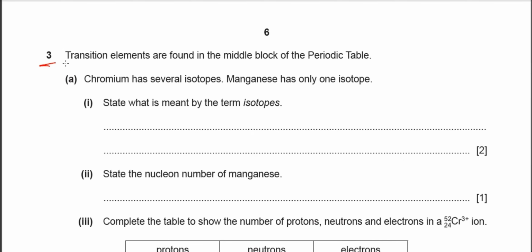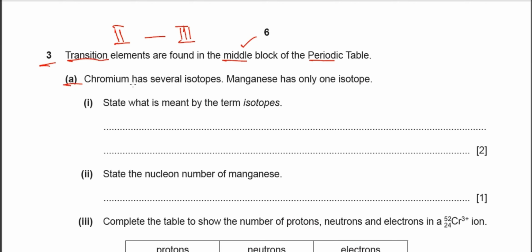Number 3, and in this question you can see transition elements are found in the middle block of the periodic table. What about the middle block? These are in between group 2 and group 3. So the examiner is saying this is the middle block and they are called the transition elements.